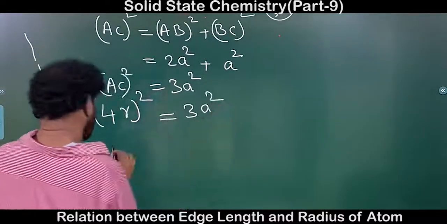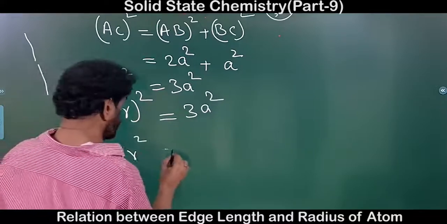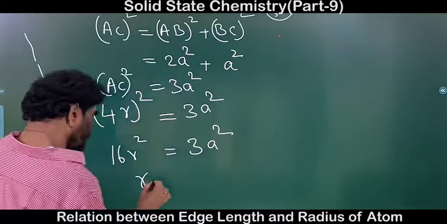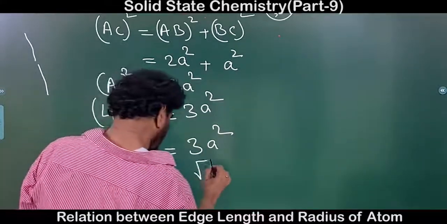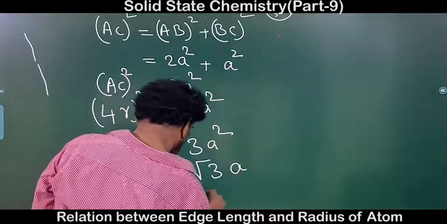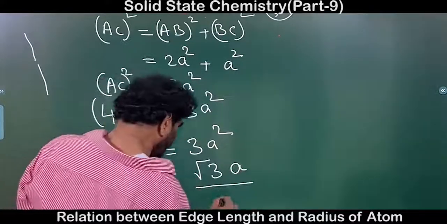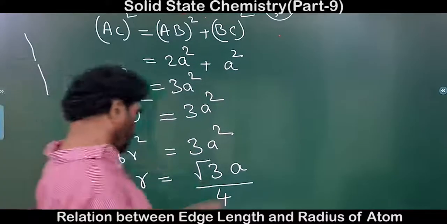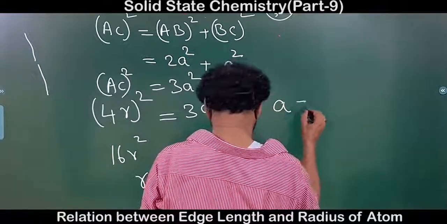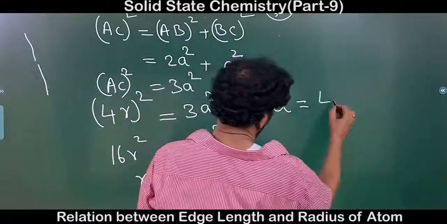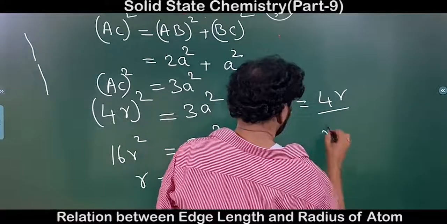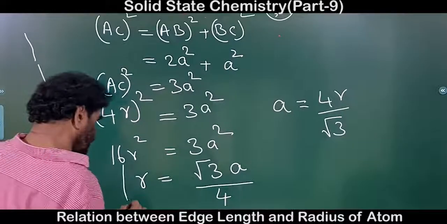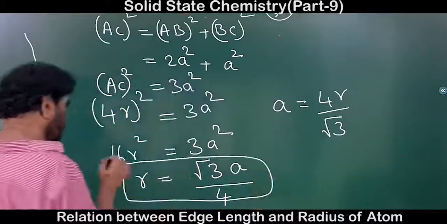3a square. That is, 16r square is equal to 3a square. r is equal to root 3 a by 4, as the root of 16 is 4. This is the relation between this and this. Therefore, a is equal to 4r by root 3. This is the ultimate relation between a and r.